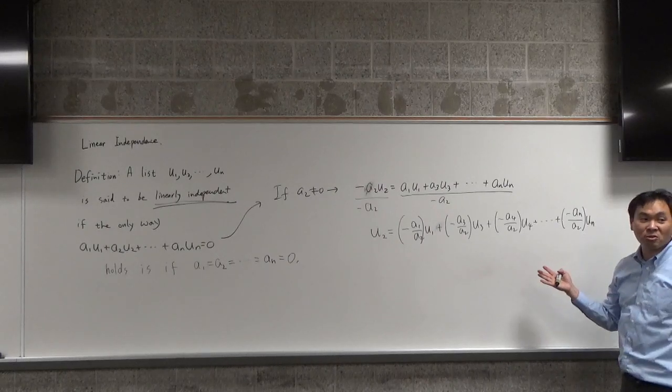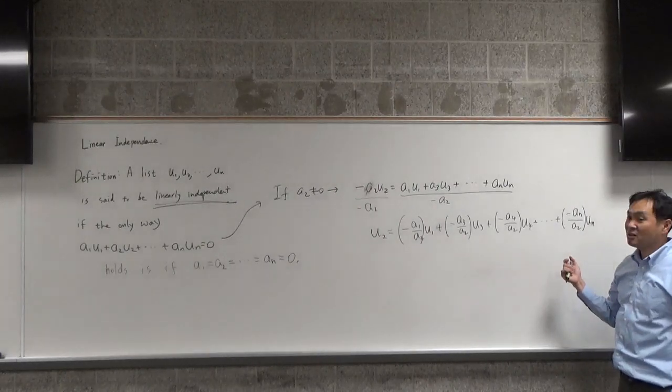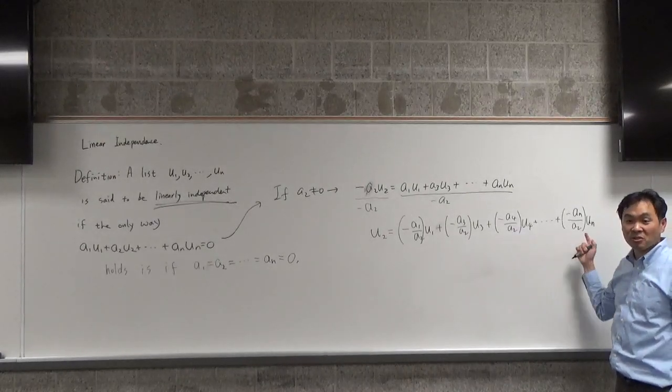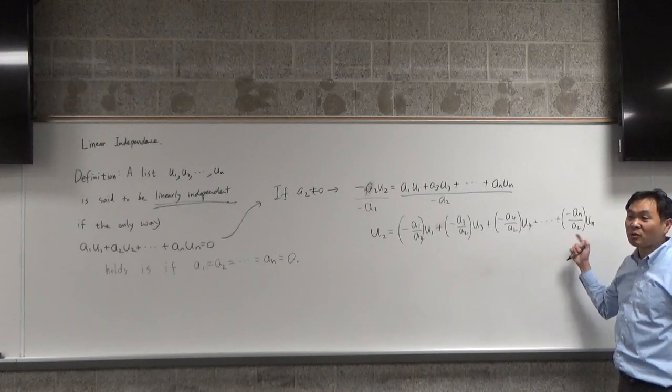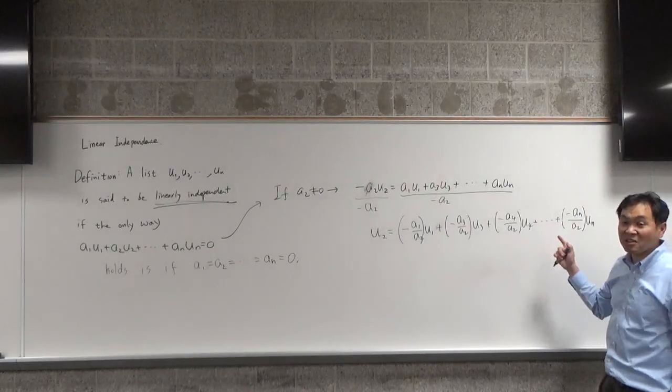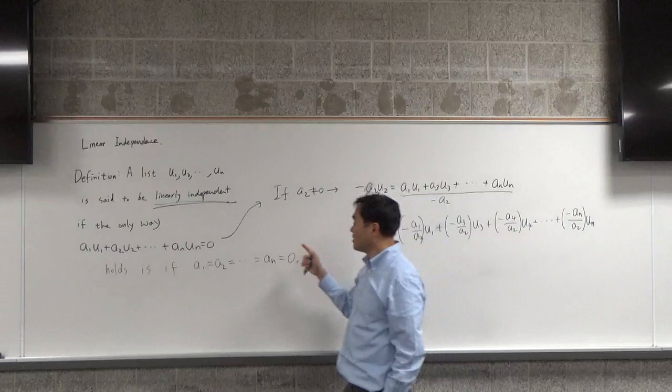So what did you achieve? You've achieved rewriting u2 as a linear combination of the other vectors. That would mean linear dependence, right? Yeah. So this is exactly the thing that we want to avoid.